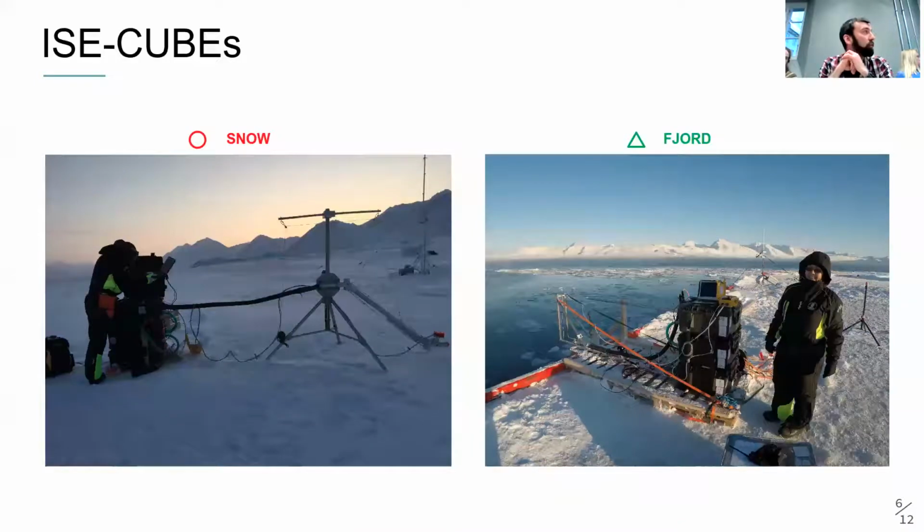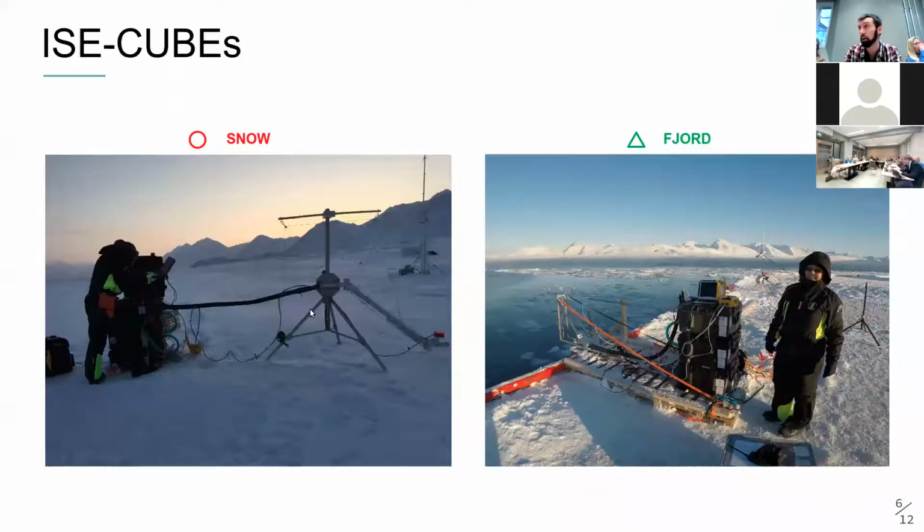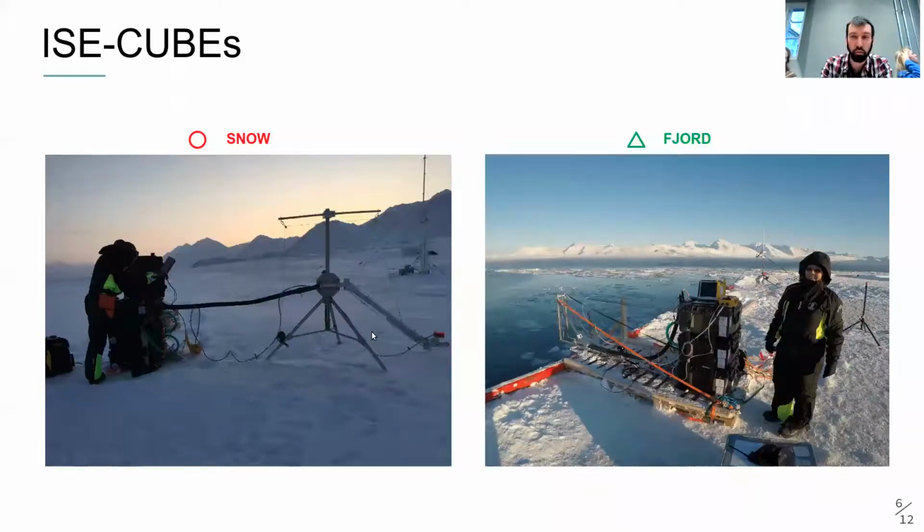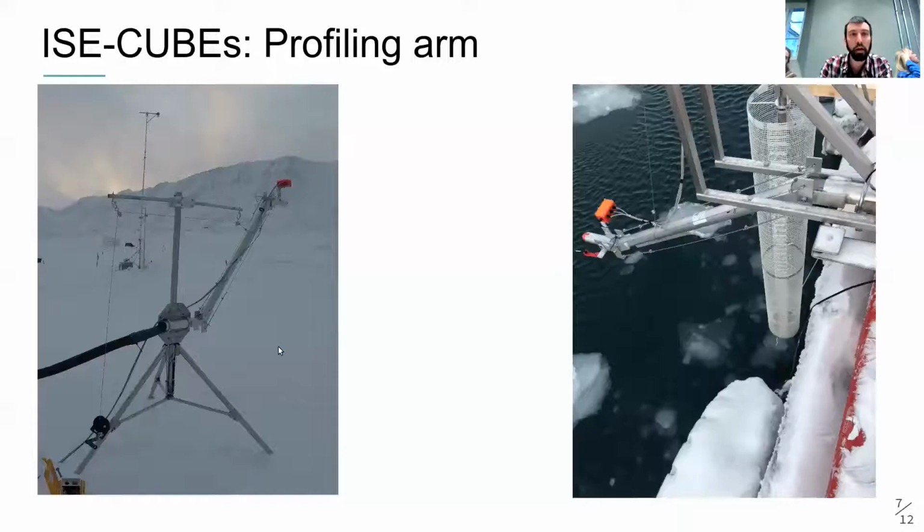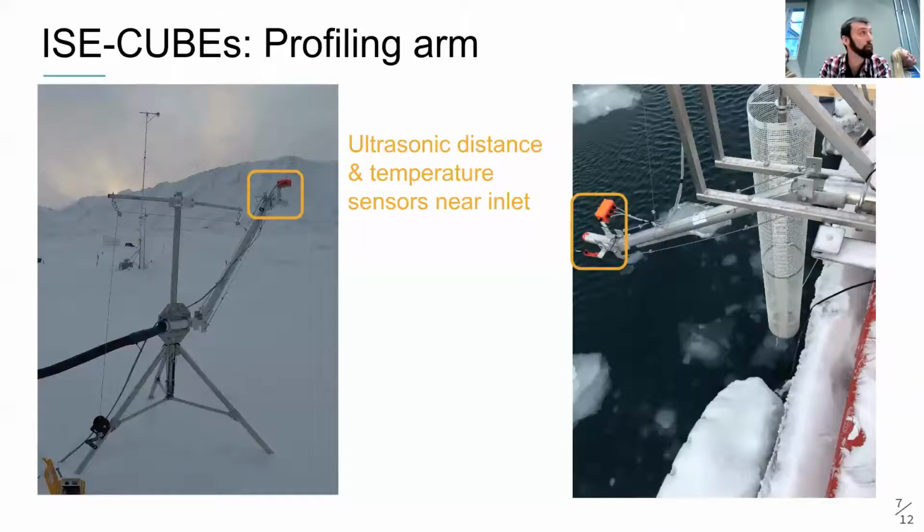So here are the ISE-CUBE stacks at the two locations, alongside the profiling arm that actually enabled us to take these near surface profiles. Here you can see the profiles on the left at the snow in the uppermost position, and at the water at the fjord near its lowermost position, close to the surface of the water. At the head of the arm, we had ultrasonic distance and temperature sensors, to get our profiles and to give information about what sort of isotopic signal we were sampling.